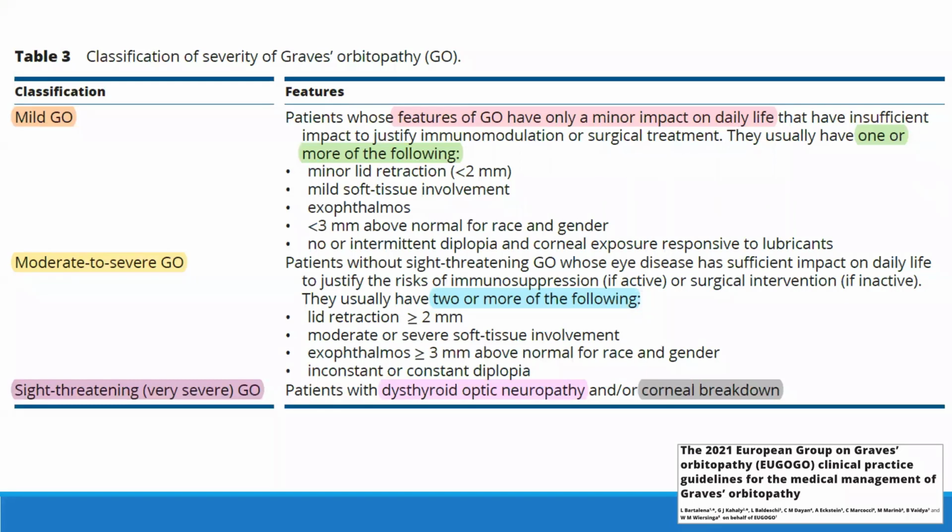daily life. But moderate to severe patients without sight-threatening Graves' orbitopathy have eye disease with sufficient impact on daily life. Sight-threatening or very severe Graves' orbitopathy, patients with thyroid optic neuropathy and/or corneal breakdown, is an ocular emergency and patients require immediate urgent referral. They usually need intravenous pulse steroid therapy and usually require a surgical intervention to save vision.